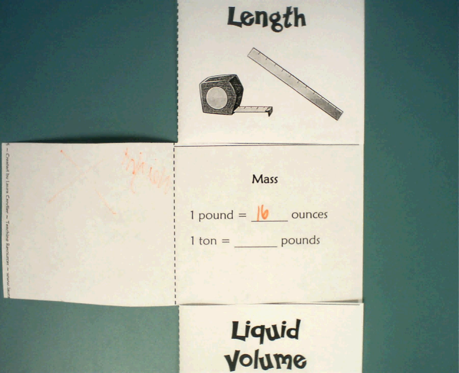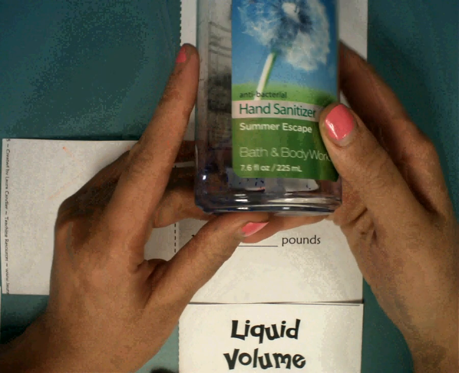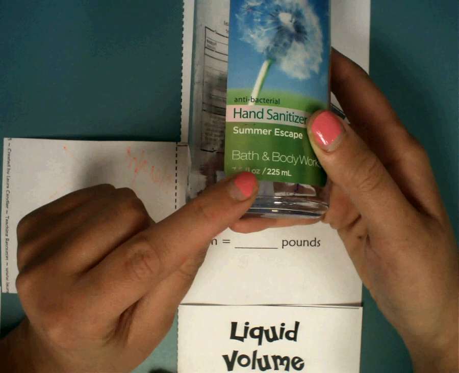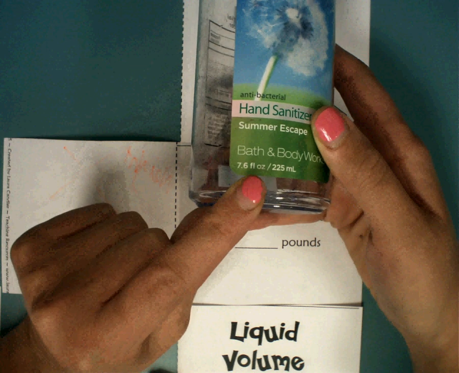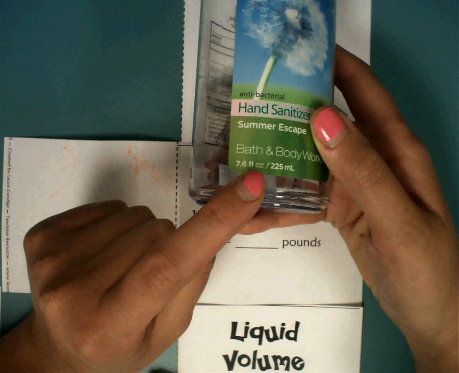Another thing to remember is that there are ounces for weight, and then there's also liquid ounces, or we call them fluid ounces. Okay? If you look at, okay, here we go. Hand sanitizer. Do you see how this says 76 FLOZ? That means fluid ounces. That has to do with volume. That does not have to do with weight. It has to do with volume.